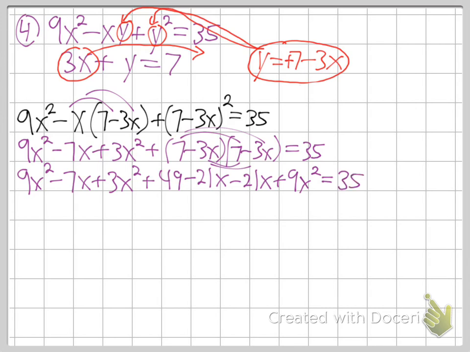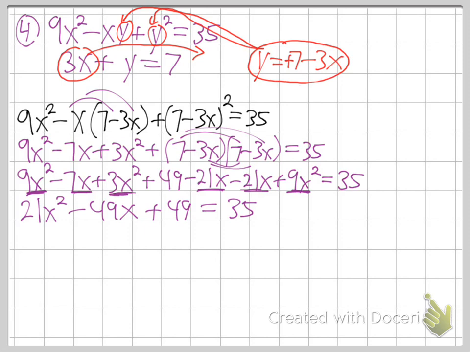And now gather like stuff. So be careful, underline, circle, cross out, whatever. 9x squared, and 3, 18 and 3, 21x squared. And then minus 7x minus 42 is minus 49x plus 49 is 35. Good to there? Okay, so when we see the x squared, what's supposed to be our general plan?